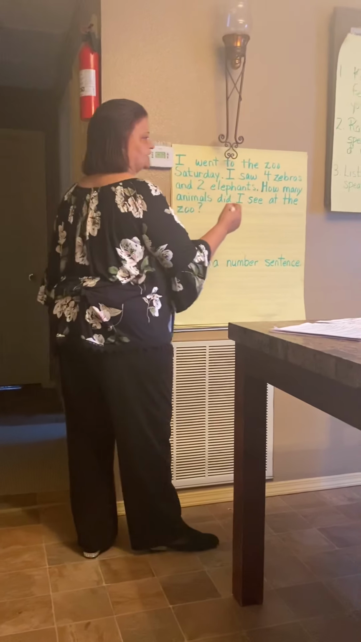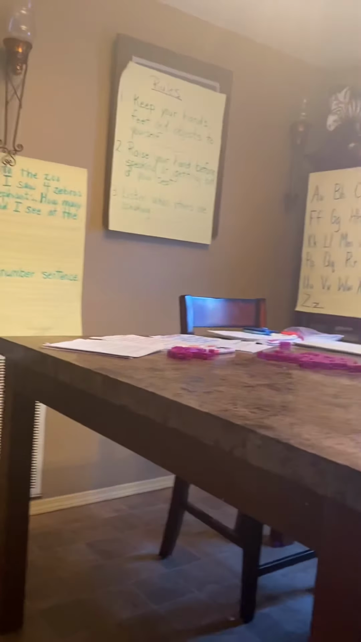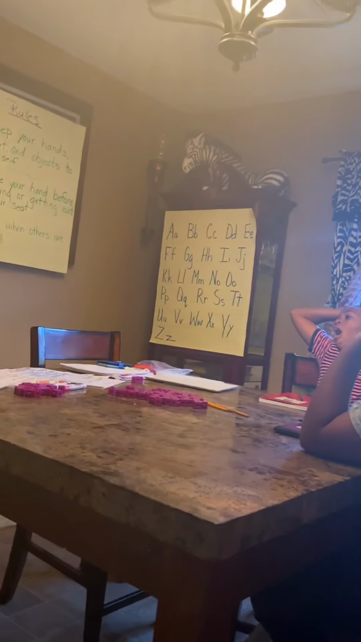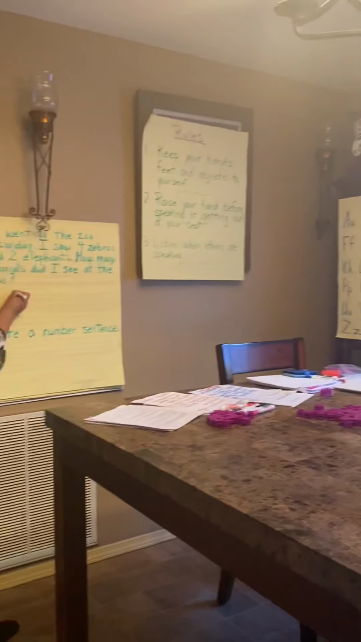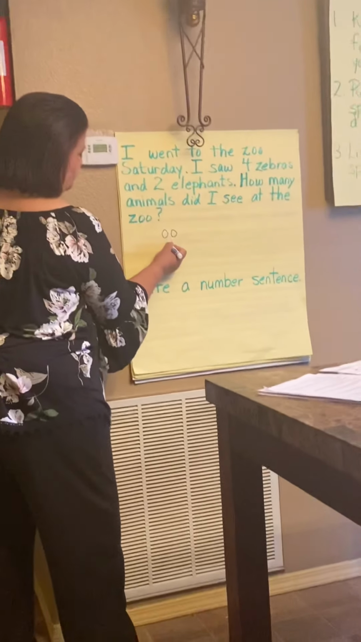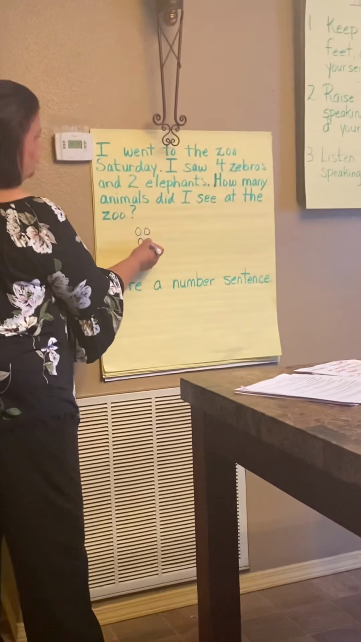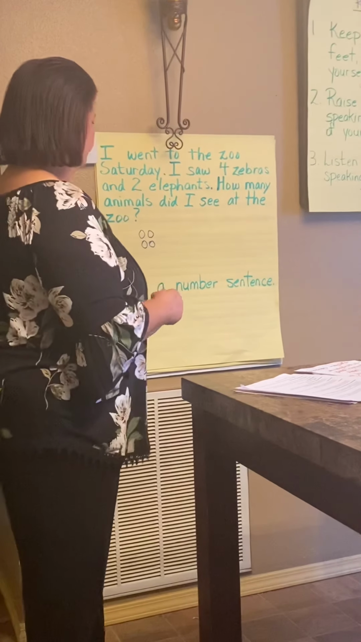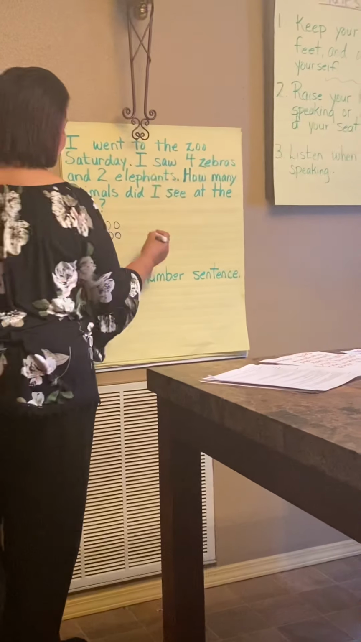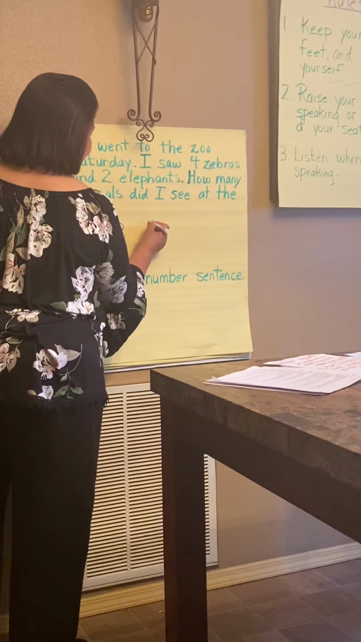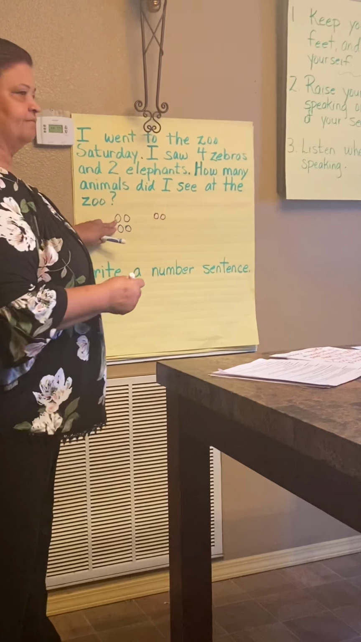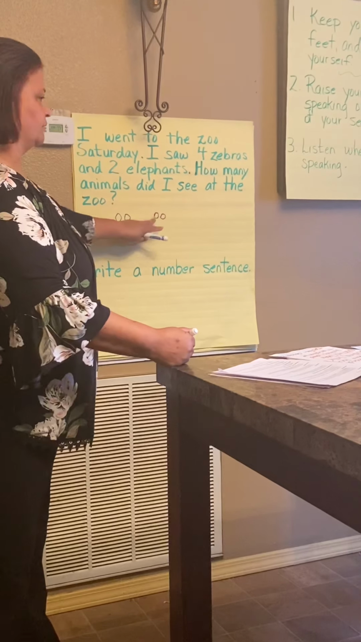I went to the zoo Saturday and I saw 4 zebras. So I'm going to draw 4 zebras. Now, this may not look like zebras to you, but they're going to represent my zebras. So I got 1, 2, 3, 4 zebras. Then I saw 2 elephants. I'm going to draw 2 elephants. They're just a different color. So I got 4 zebras and 2 elephants.